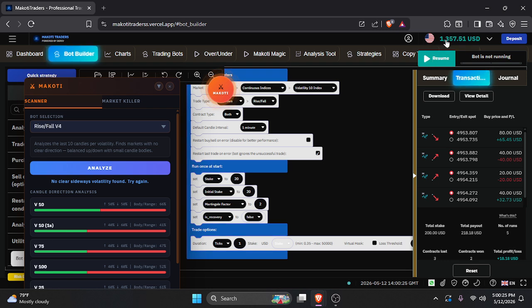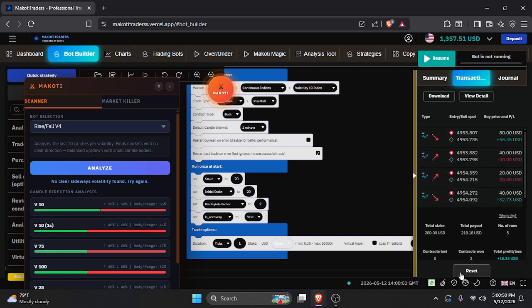Remember, here it's saying resume. So the problem is that you see there are many losses. Remember, I have 3 losses. It's because it told me no clear sideway volatility found. I just took the perfect one. The higher it got, it was a volatility 10. That's why we have encountered some losses here.